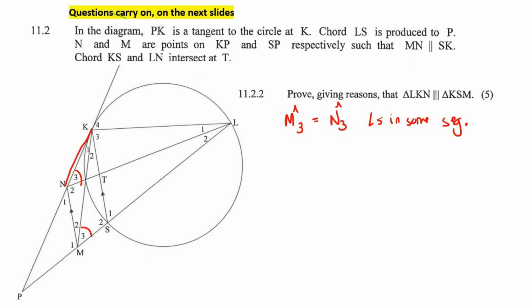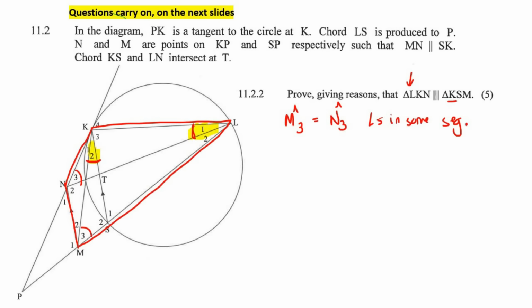Now I'm just going to draw that cyclic quad again. Geez, they're using the cyclic quad a few times actually. Alright, so in triangle LKN, we know that angle L, which is this one, must be the same as angle K in KSM. Okay, so we know that these 2 angles need to be the same.